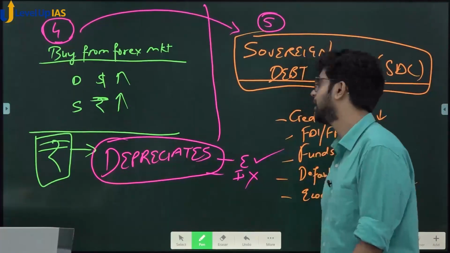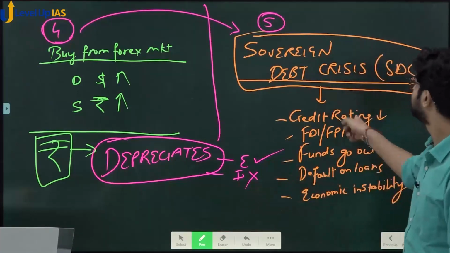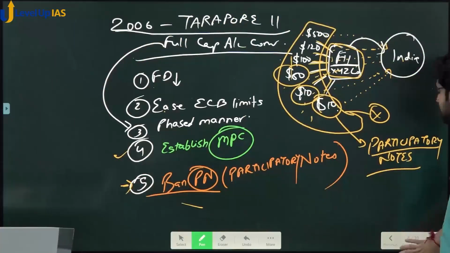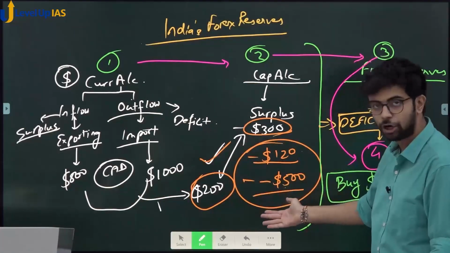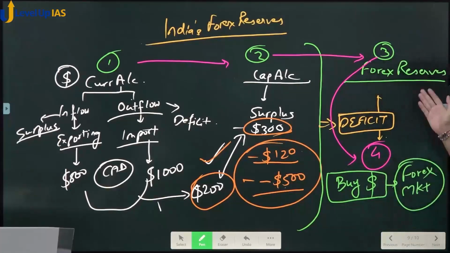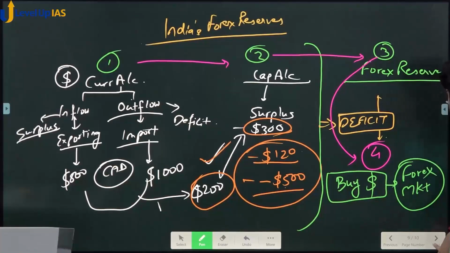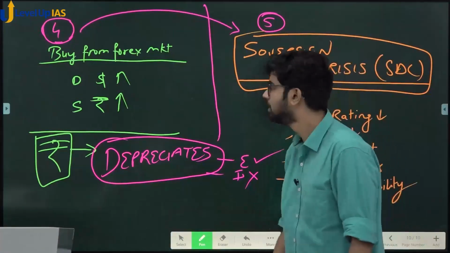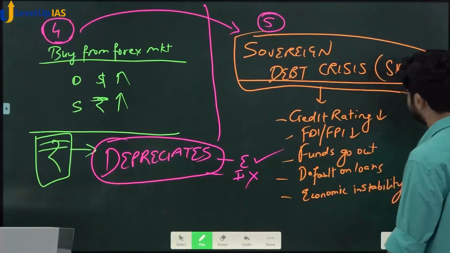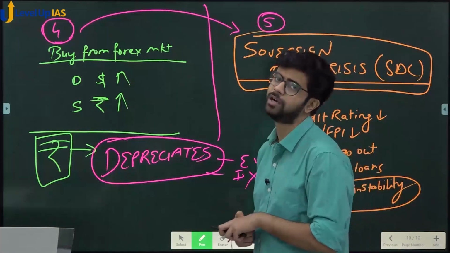Buy from the forex market, dollar demand increasing, rupee supply increasing, rupee depreciates, sovereign debt crisis happened. These are the stages. When you run a deficit here, it might percolate into a capital account deficit, and again percolate into forex reserves. If your forex reserves are not sufficient, or if you don't want to use your forex reserve currently, then you have to buy dollars from the market. When you go to the market, your rupee depreciates. When that goes to an extreme extent, you will have a sovereign debt crisis, which ultimately leads to economic instability, which in extreme situations leads to monetary collapse.